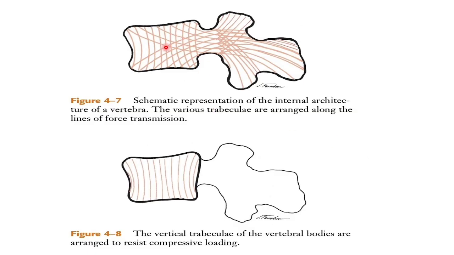So this is the trabecular system, or the internal architecture of the vertebral body, or the vertebral column. The various trabeculae are arranged along the lines of force transmission. This trabecular system is responsible for controlling the compressive forces acting on the vertebral column. So the vertical trabeculae of the vertebral bodies are arranged to resist the compressive loading.